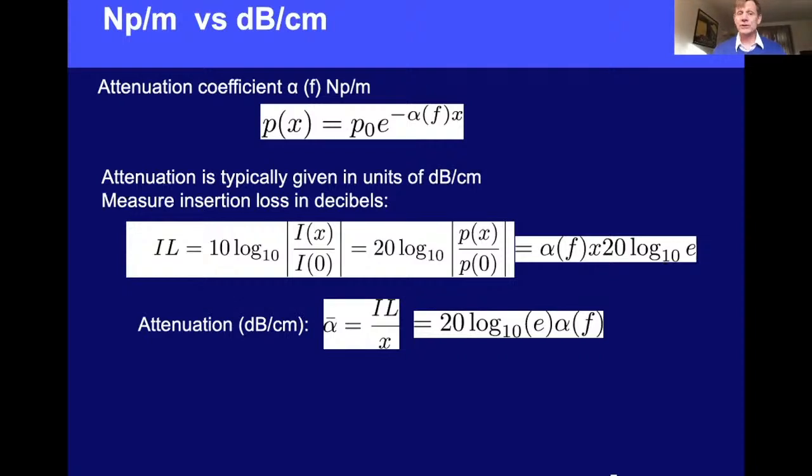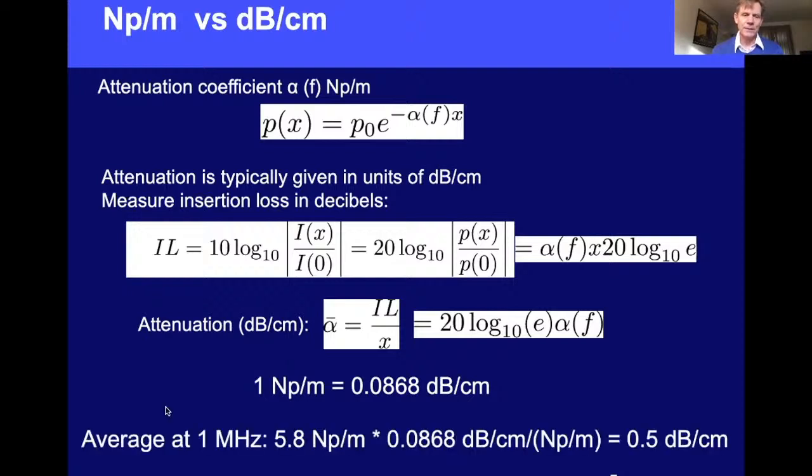The attenuation in dB per centimeter is this insertion loss divided by x to get rid of the x. It's this term here, and that turns out to be 20 log 10 of e times the alpha that appeared in this form here. So alpha bar in dB per centimeter is related to alpha in nepers per meter using this formula, where the 20 log 10 e is the factor that gets you from one to the other. If you put the numbers into that, it turns out that 1 neper per meter is 0.0868 dB per centimeter. So that's a good conversion factor to use.